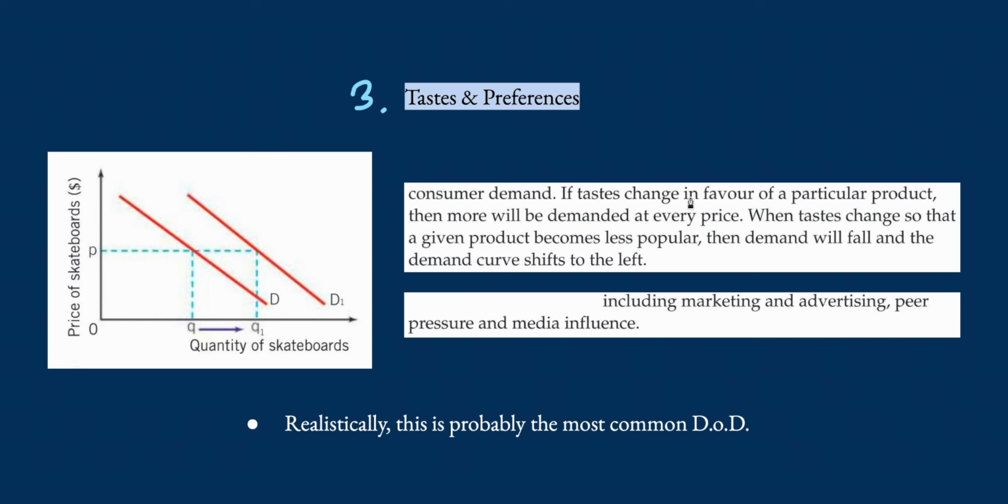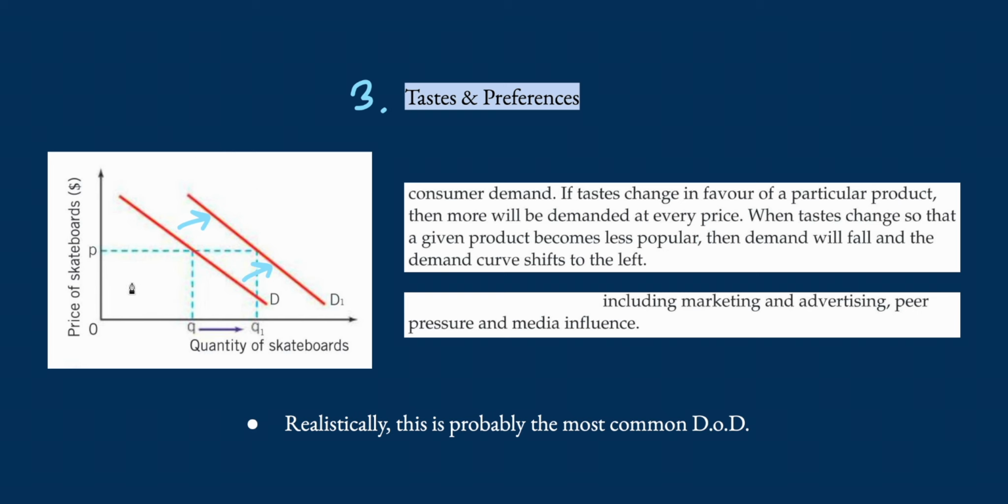When tastes change so that a given product becomes less popular, then demand will fall and the demand curve will shift to the left. So it's basically just the same diagram as before, we're just repeating it now. But basically, this D curve shifts to the D1 curve as tastes increase. So for example, let's say we're becoming vegan, okay? And we suddenly increase the demand for carrots. I know that's a stereotype, but let's say we're increasing demand for carrots because we're not eating meat anymore, okay?